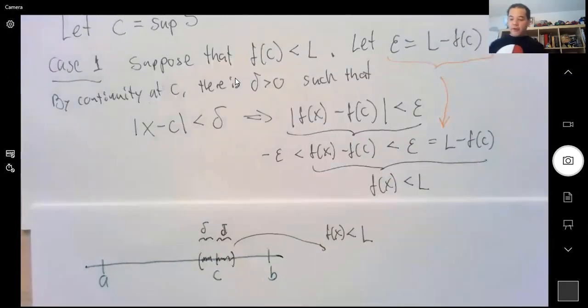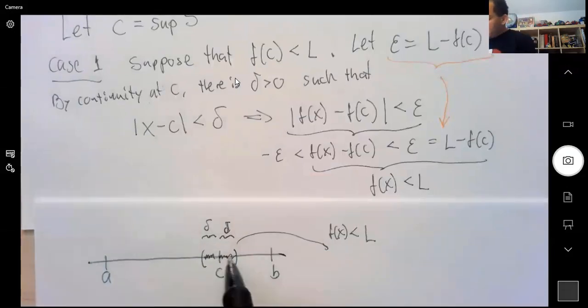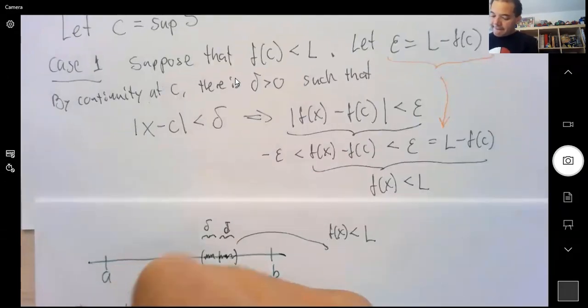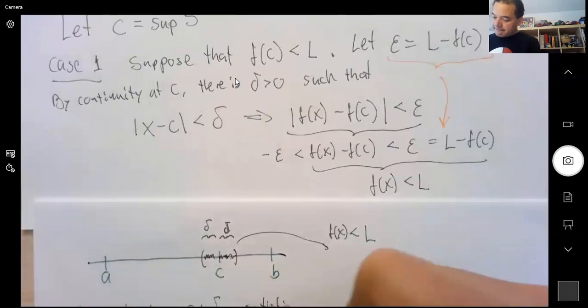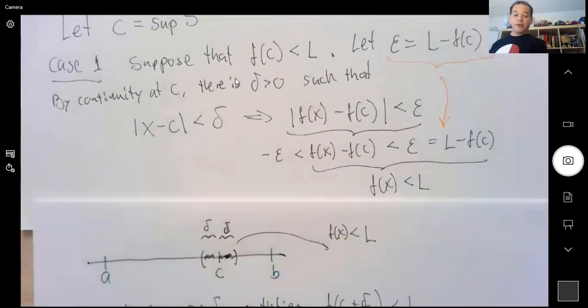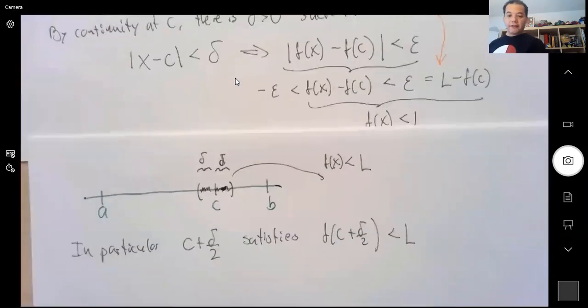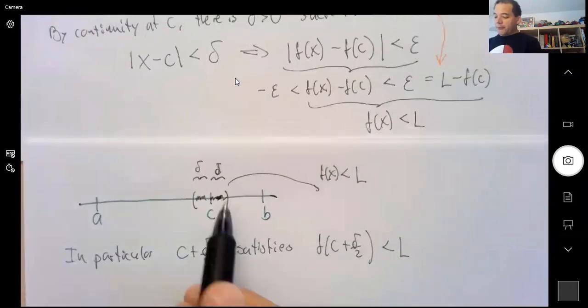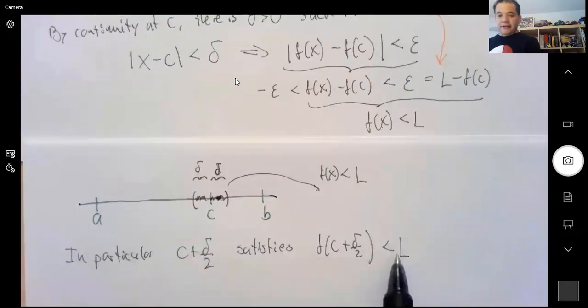In particular, if I pick a point that is c plus delta over 2, that number will still be bigger than C. So c plus delta over 2 satisfies f of c plus delta over 2 less than L. So if I pick some point to the right of C, that's the important thing, then it satisfies this.